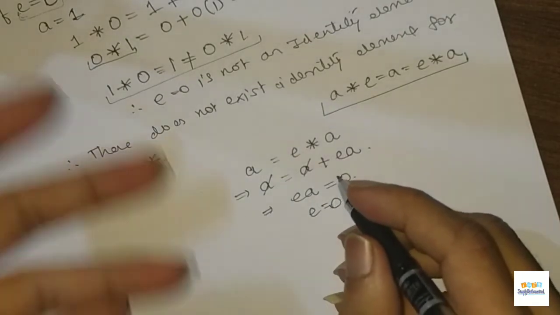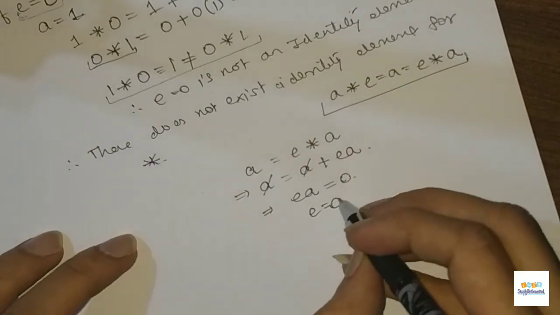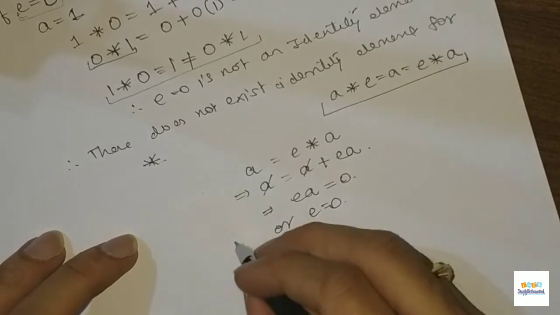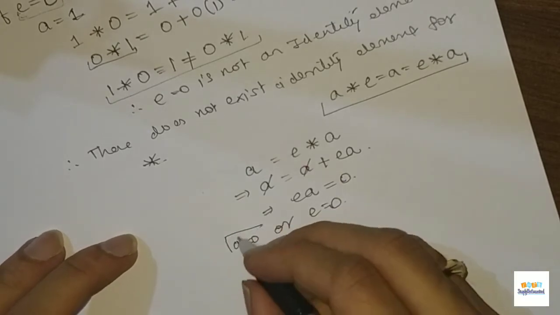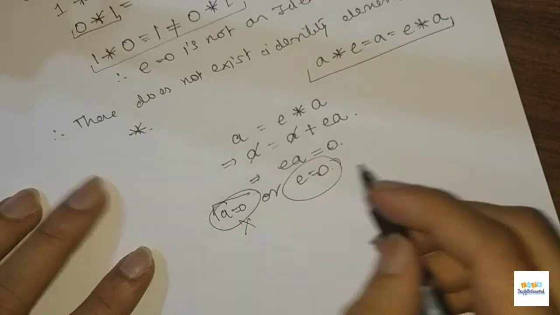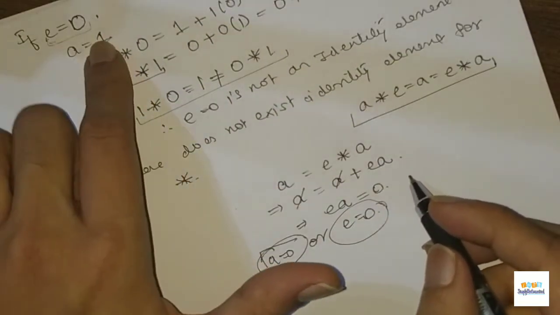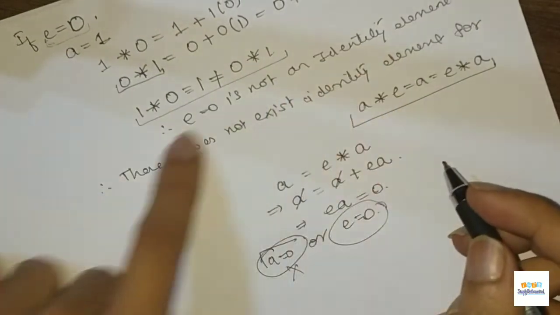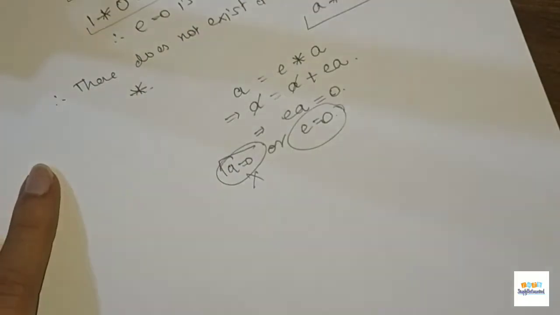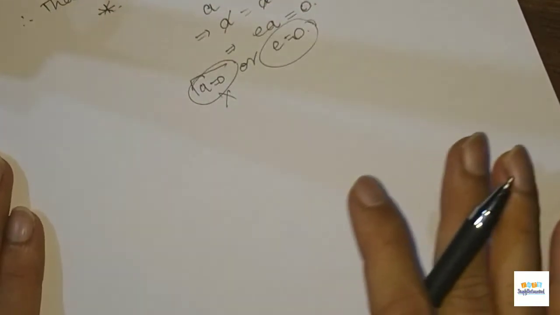Okay, so you can see that from the second part also you get e equal to 0, right? Or a equal to 0, but a equal to 0 will not help us. So we have to take a equal to 0. So if we take a equal to 0 and if we take a equal to 1, we are not getting the condition for the identity element. So there again does not exist identity element for the operation star.